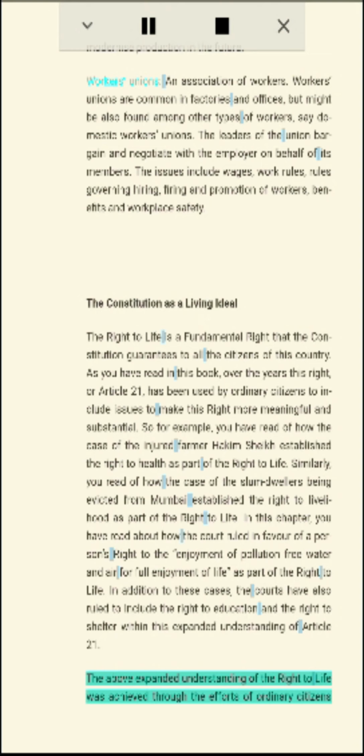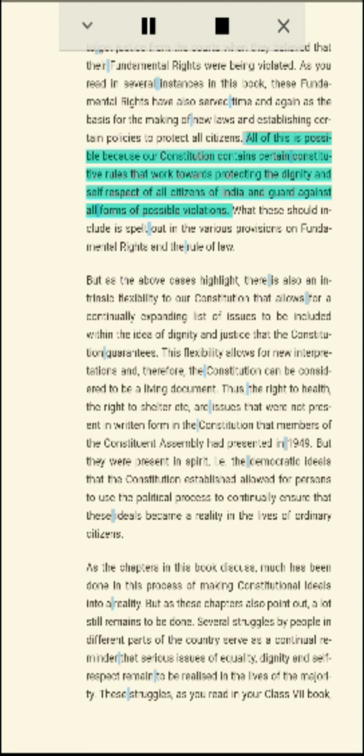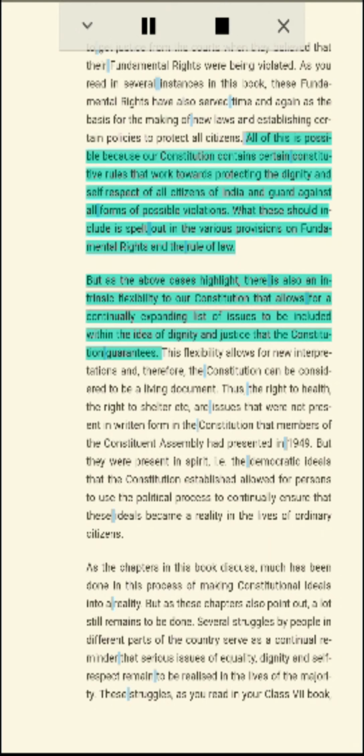The above expanded understanding of the right to life was achieved through the efforts of ordinary citizens to get justice from the courts when they believed that their fundamental rights were being violated. As you read in several instances in this book, these fundamental rights have also served time and again as the basis for the making of new laws and establishing certain policies to protect all citizens. All of this is possible because our Constitution contains certain constitutive rules that work towards protecting the dignity and self-respect of all citizens of India and guard against all forms of possible violations.